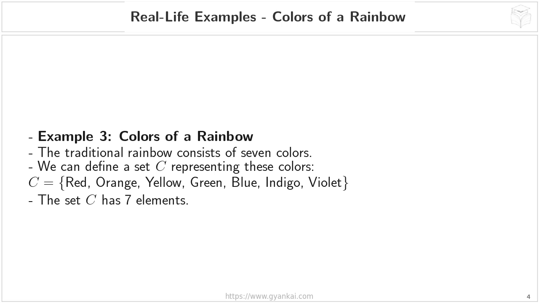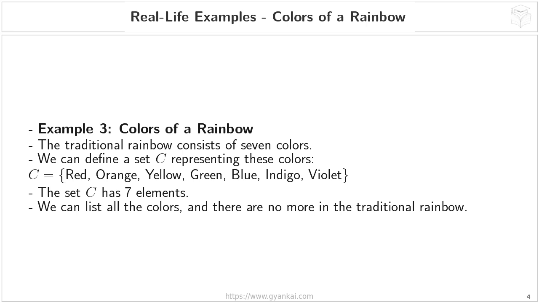Now let's determine the number of elements in this set. If we simply count the colors listed, we find that the set C has 7 elements. And this is key to understanding why this is a finite set. We can list all the colors, red, orange, yellow, green, blue, indigo, and violet, and there are no more colors in the traditional rainbow. We've reached a definite end.